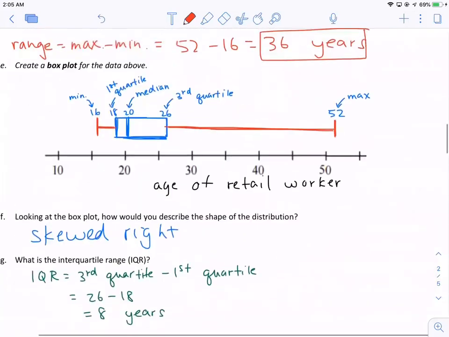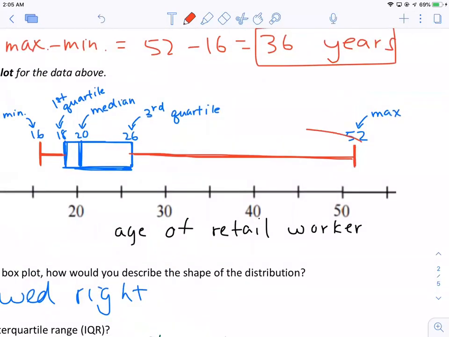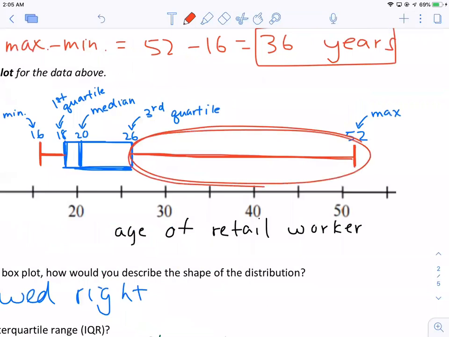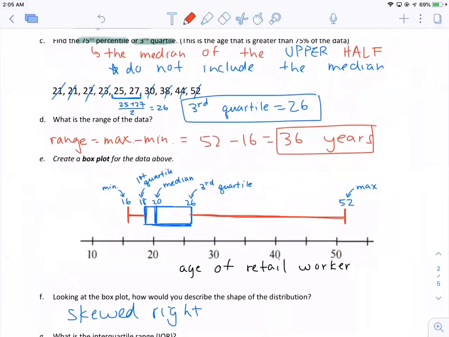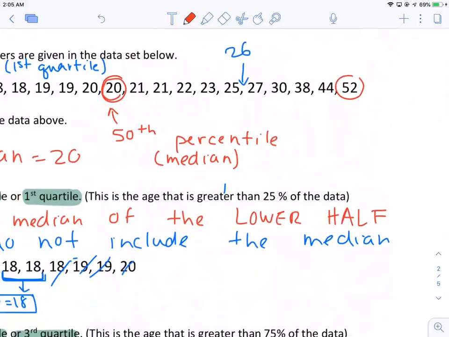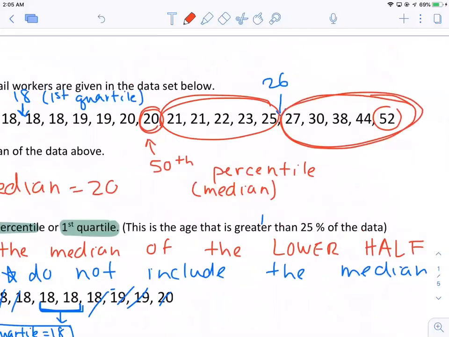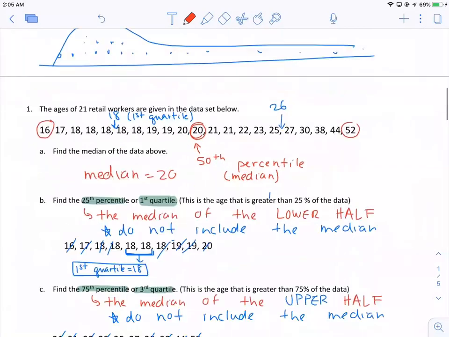So even in this previous example, this portion of our box plot is really huge. That does not mean there are more workers between 26 and 52 years of age. It just means that it's really spread out. But that's still only 25% of our workers. Let's take a look. That is those guys. That's 25% of the people. 25% of the people are in between, again, 20 and 26, and so on.